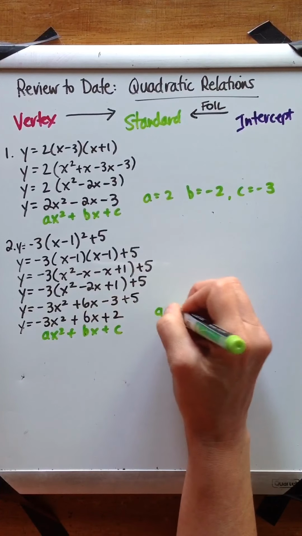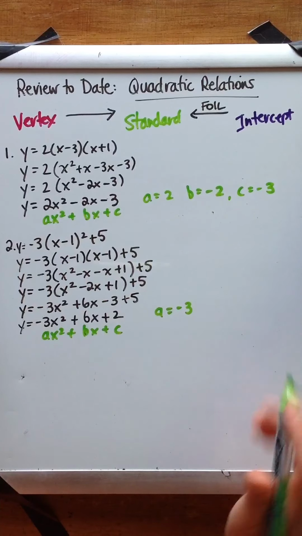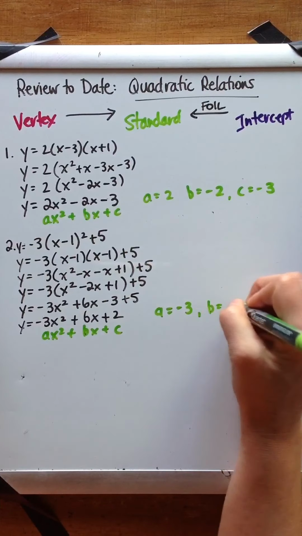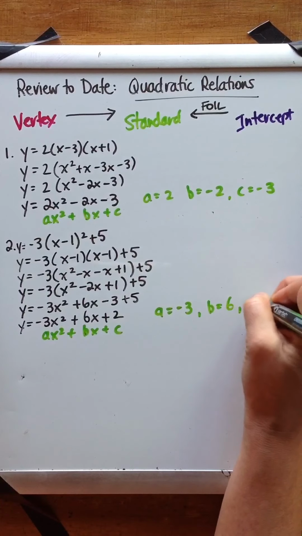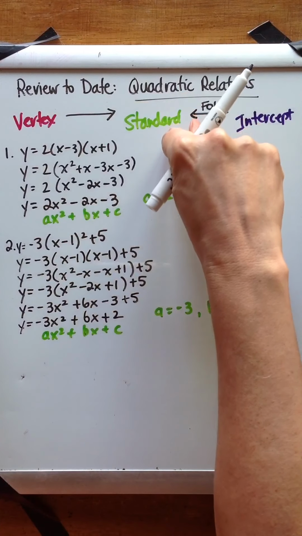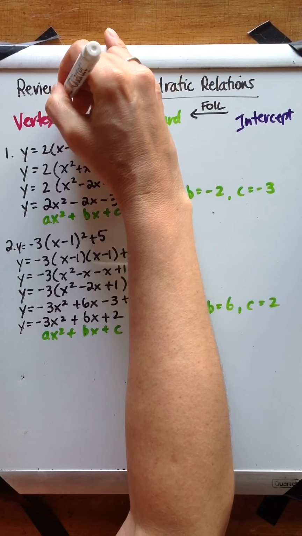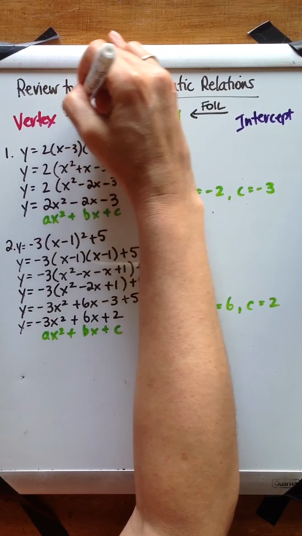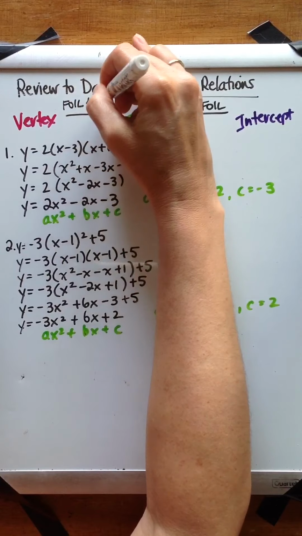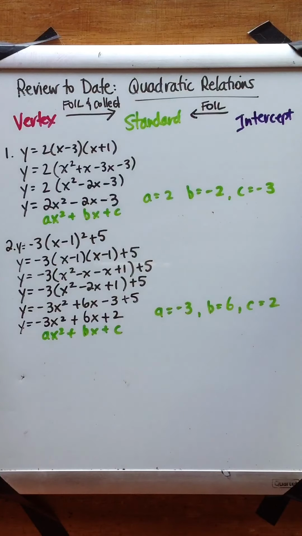So we can see that A is equal to negative 3, as it was in vertex form too. We can see that B is equal to 6, and C is equal to 2. All right, so again, to highlight here, going from vertex form to standard form involves FOIL and collecting like terms. I'm going to short form it up here as FOIL and collect because you actually have this at the bottom of your page. I'm just highlighting key things.